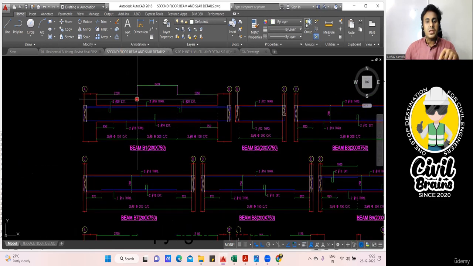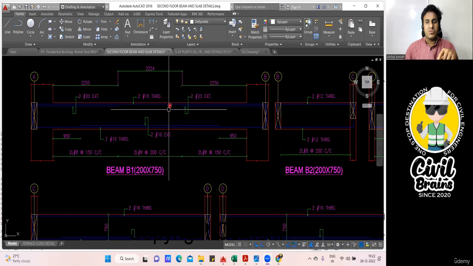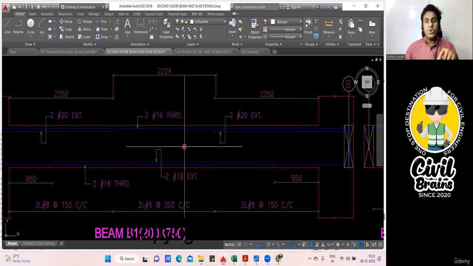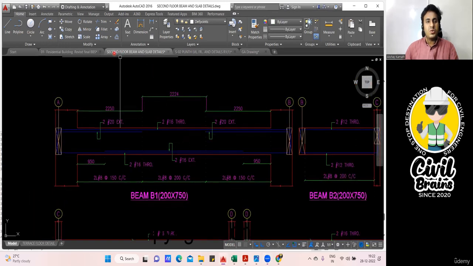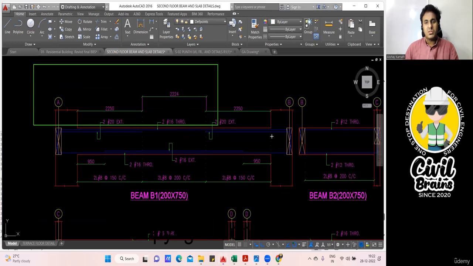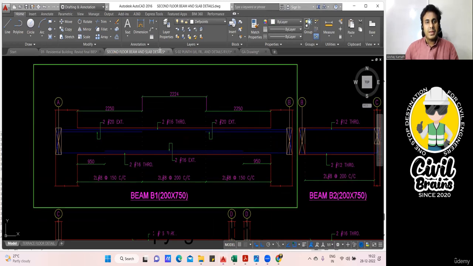Look at this drawing. This is a good drawing that they have given. Check now. Can you do a BBS for this beam? Exactly, you can do it. Why? Again, for the very same reason, you know everything. For this, you can do it. The beam dimension is given as 200 by 750. Good.